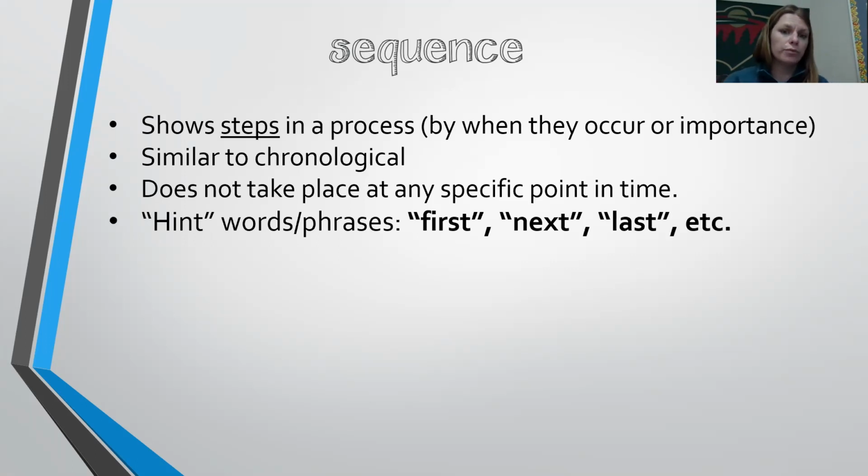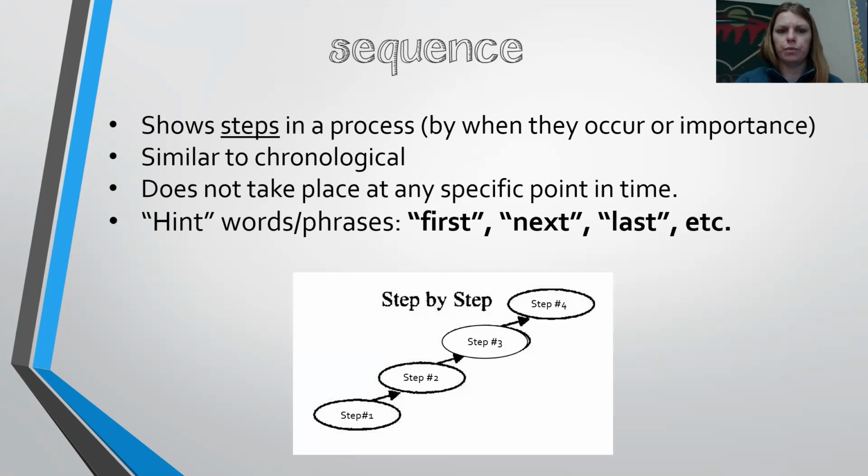The hint words or phrases are things like first, next, last, then, any of those that kind of show an order. And this is our visual, our graphic organizer for step by step. Step 1, step 2, step 3, step 4. So let's do our example.